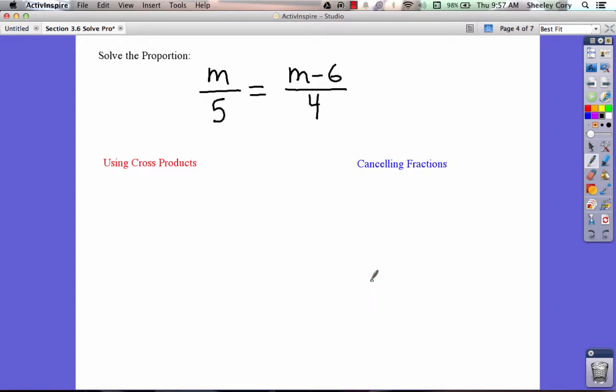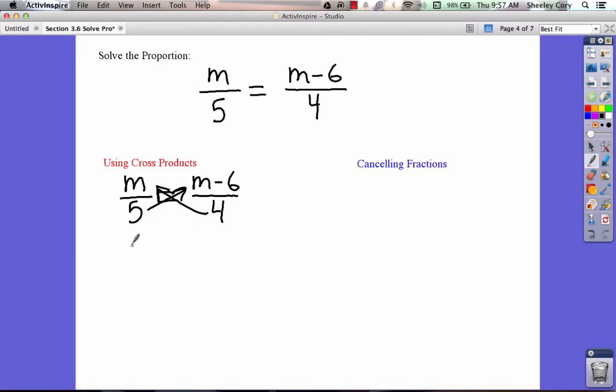Okay, now we're going to solve this proportion. This one looks a little easier because we got the variables on top in the equation. They're already in the numerator, so this one looks a little easier. Let's use the cross products model. We got m over 5 equals m minus 6 over 4. So what we're going to do is we're going to multiply the 5 times the m minus 6 and the 4 times the m.